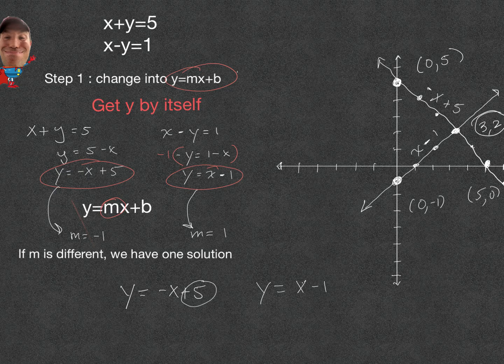Now, how do we get that intersection point? It's when we have two different slopes. Let's take a look at another problem.